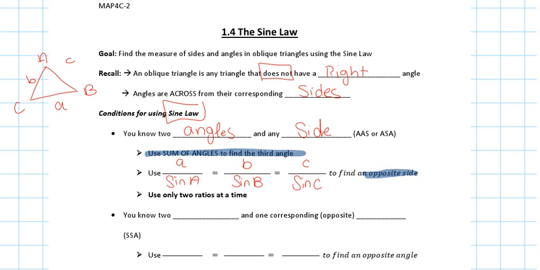So this is the scenario where I have two angles and any of the sides, and I can use the sine law. The reason it's called the sine law is because we use sine A, sine B, sine C. Again, with respect to the names, it could be X, Y, and Z, and then all you have to do is change the letters. So it will be X over sine X equals Y over sine Y equals Z over sine Z. So the names don't matter.